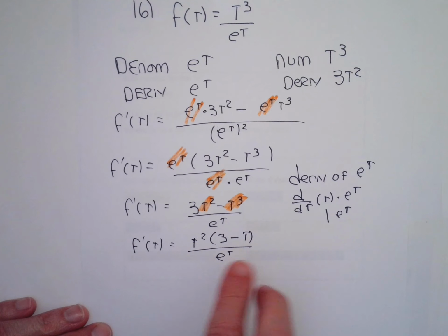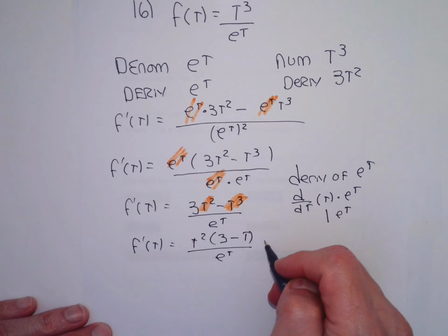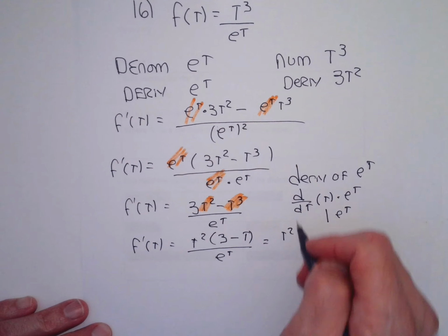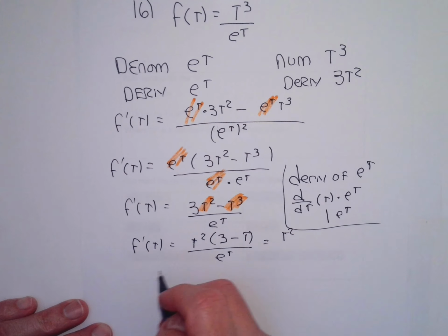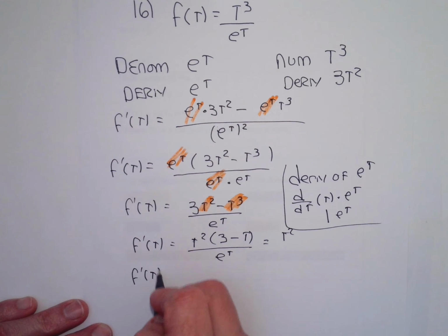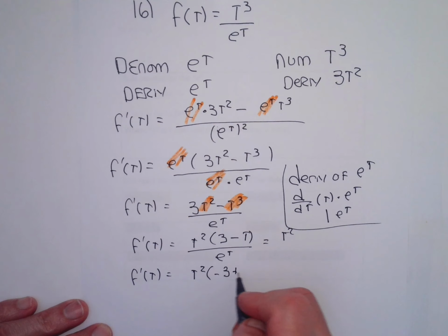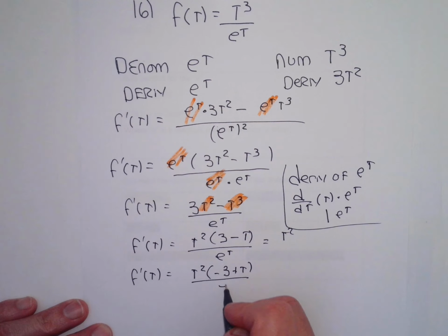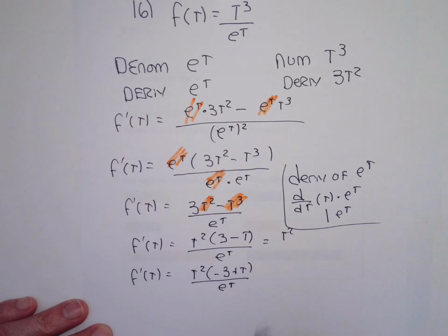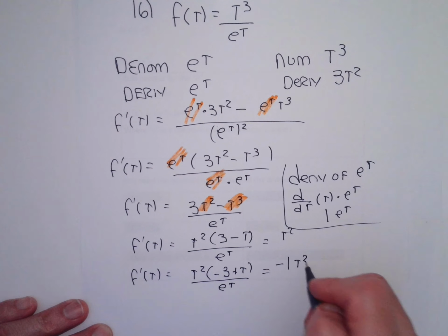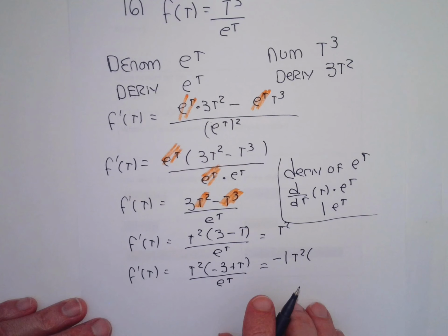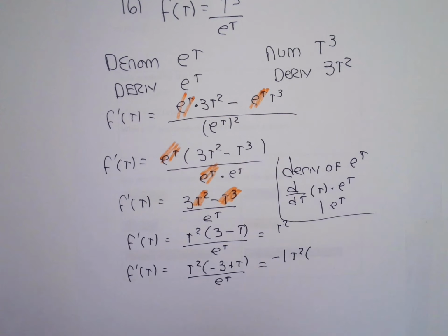If it bugs me that the t isn't written first, I can rewrite this as t squared times negative 3 plus t over e to the t. If it bugs me that that parenthesis has a negative leading it, this is where I would stop. But if it bugs me, I can factor out a negative 1, put it in front of the t squared, change the... Whoa. So I messed up here.